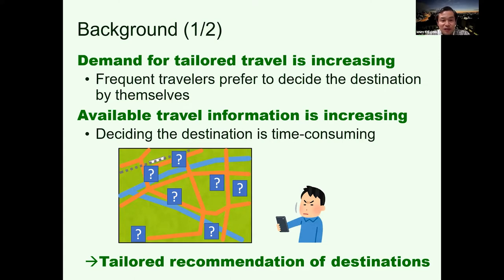But in order to do that, especially recently, thanks to the web, there's a large volume of information. Available travel information is increasing and it's just too much information for someone to decide what to do. Deciding the destination is time consuming. I mean, that's kind of the fun part. Still, it could be overwhelming. So we thought that tailored recommendation of destinations will be a good support for people to decide where to go.